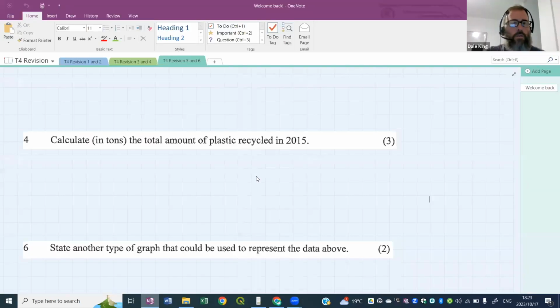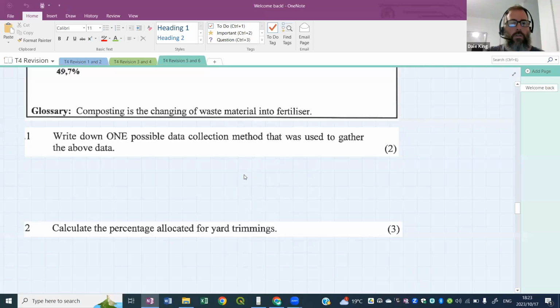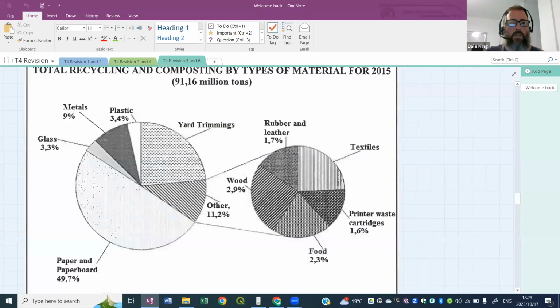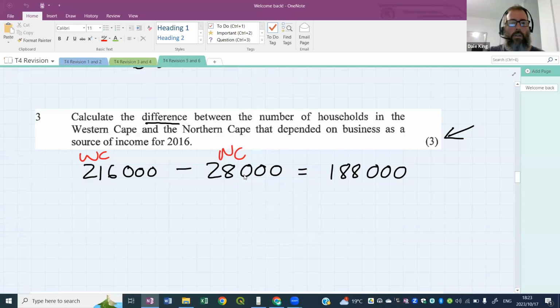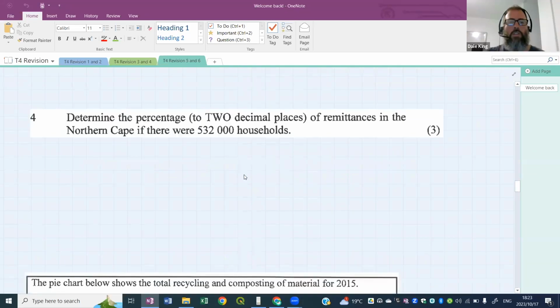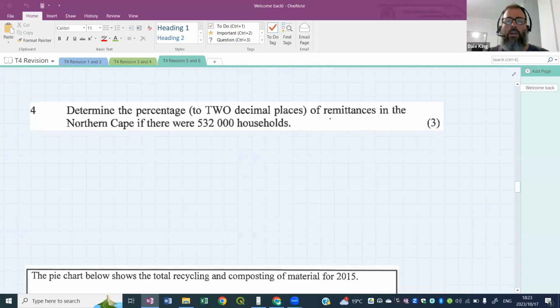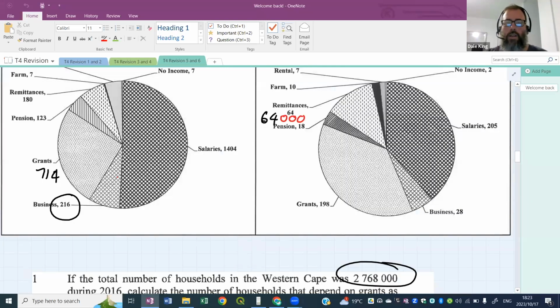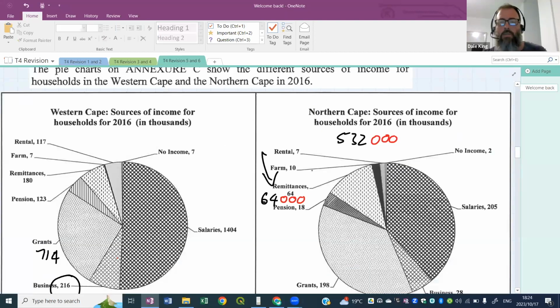All right, let's see question 4 again. Where is it? It's up here. There it is. Determine the percentage, 2 decimal places, of remittances in the Northern Cape if there were 532,000 households. So there's 532,000 in total. Remittances over here in the middle on the left is 64,000. What is that 64,000 as a percentage? So we need to do a percentage calculation.